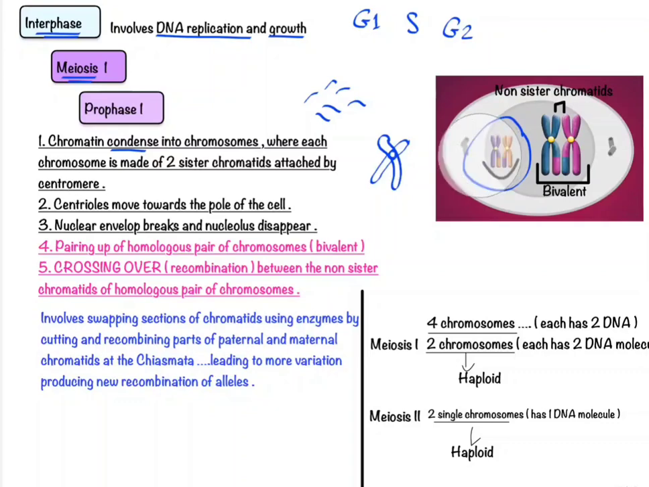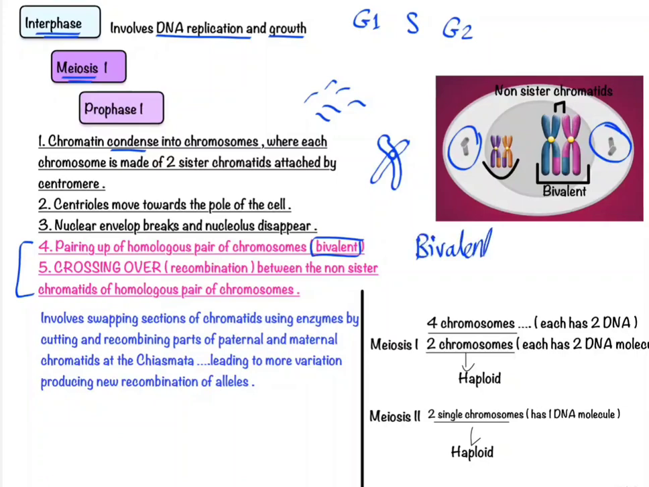The centrioles start to move towards the poles of the cell, the very furthest parts of this cell. Okay? The nuclear envelope breaks and the nucleolus disappears. The same things that happen in mitosis. The new thing is that pairing up of homologous pairs of chromosomes occurs, which are also called bivalents. By bivalent, I mean they are two chromosomes. Okay? They pair up together, close together, then they do crossing over.